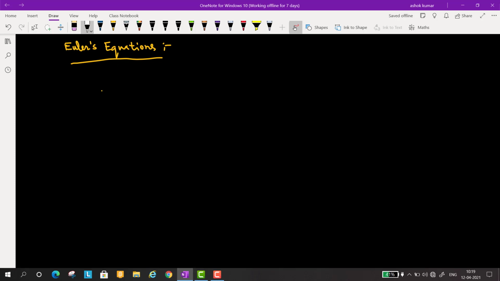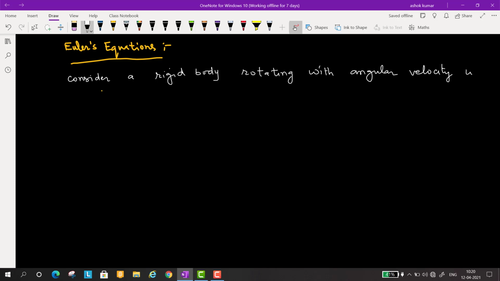So hello dear students, today we will study about Euler equations to study the rotational motion of a rigid body. So consider a rigid body rotating with the angular velocity omega vector about its axis of rotation.